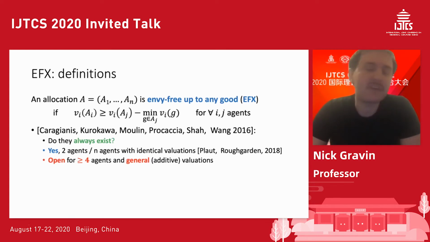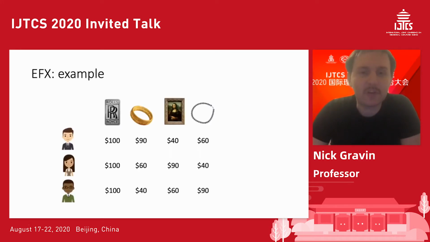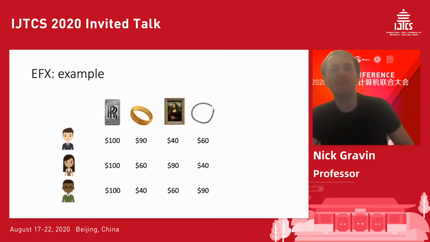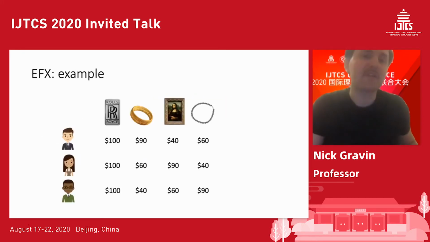However, I think it's one of the biggest problems in fair division of indivisible goods, whether EFX allocations exist for at least 4 agents and, let's say, general additive relations. It's a quite interesting open question. So let me demonstrate an example of an EFX allocation. Let's consider the previous instance with the Rolls-Royce, ring, painting, and necklace.